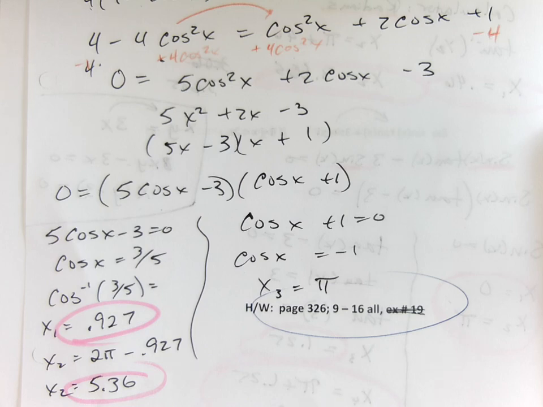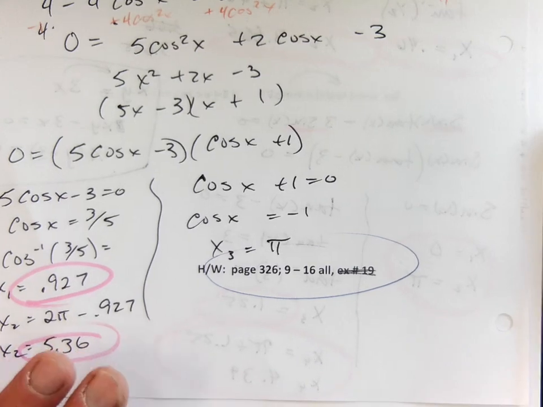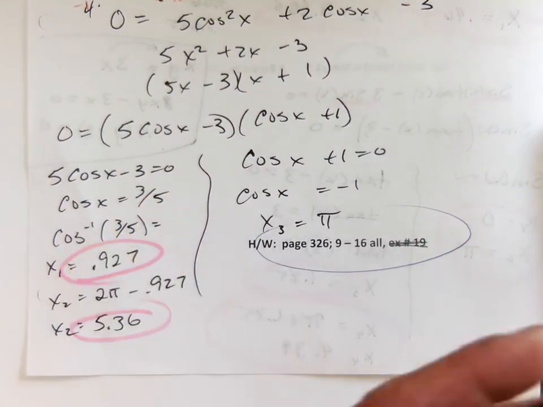Okay, that's all I had. We're going to do 9 to 16 all. They're kind of complicated. It takes a little bit of factoring and manipulating, but work on them. We'll look at them in class tomorrow if you like. Okay, so that's all I got.